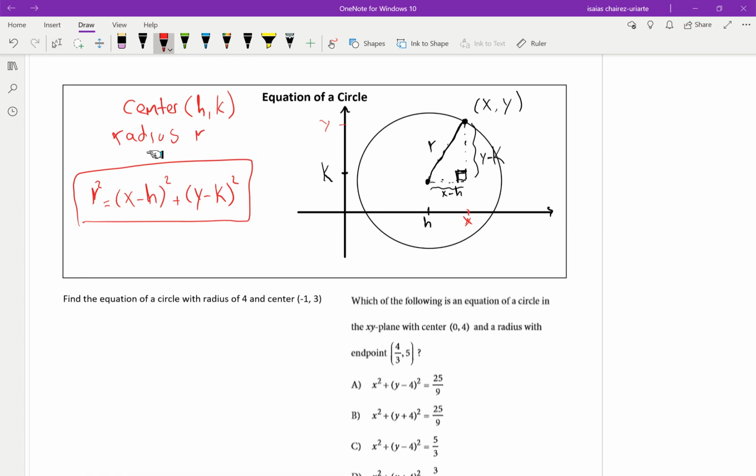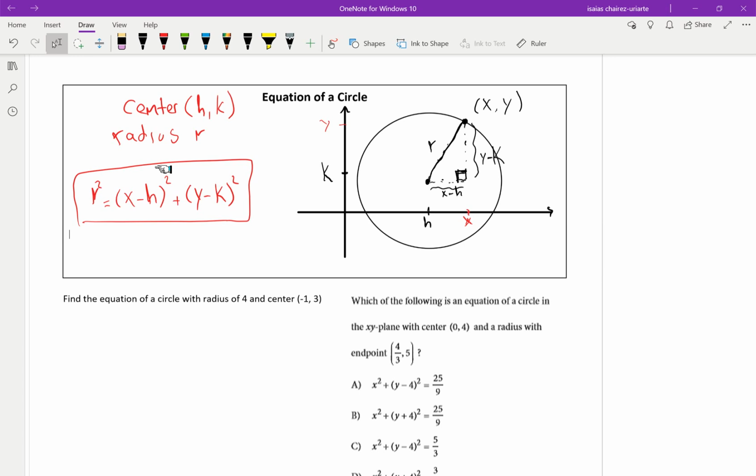Okay, let's practice this. Again, notice that this is a non-linear equation. My variables x and y have exponents on them, so this is definitely non-linear. I mean, it's a circle. Let's get into some examples here.